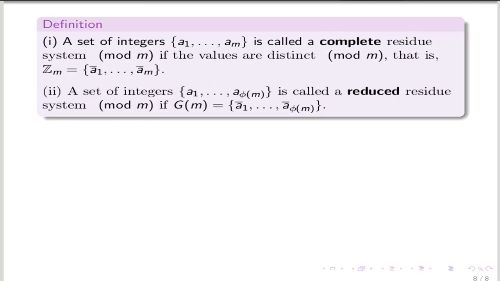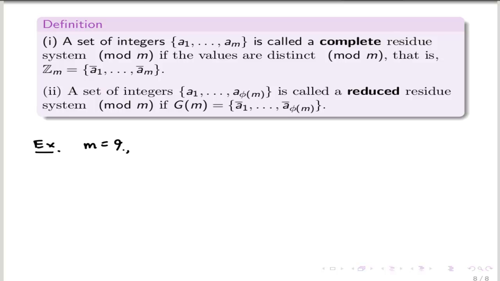Another terminology: we'll say that a set of integers, a1 through am, is a complete residue system mod m if the values are distinct mod m. That is, Z mod m has these m values as representatives. And we'll call a set of phi of m integers a reduced residue system if they represent the group of units mod m.